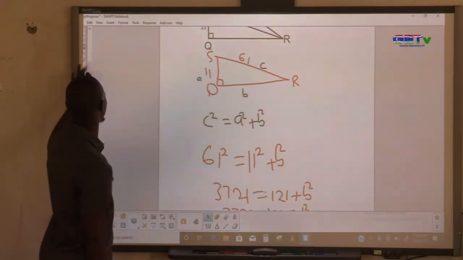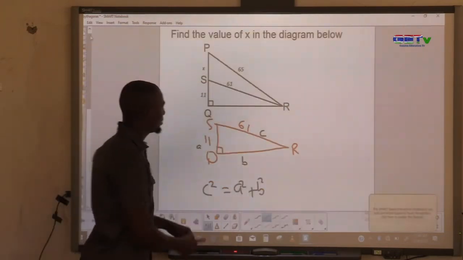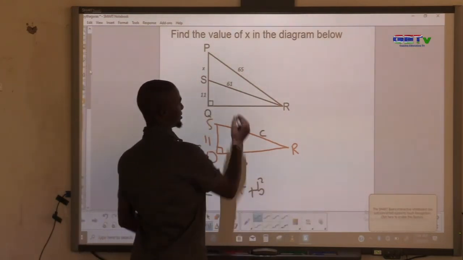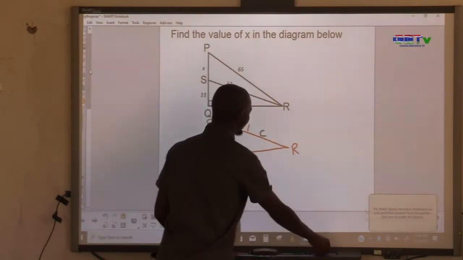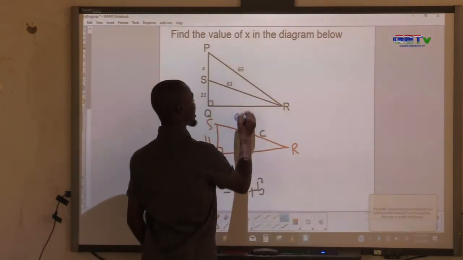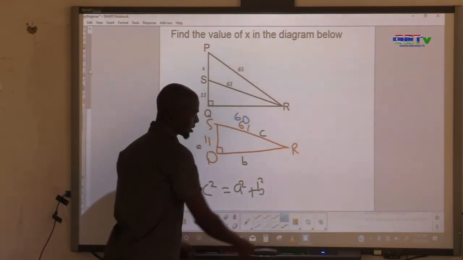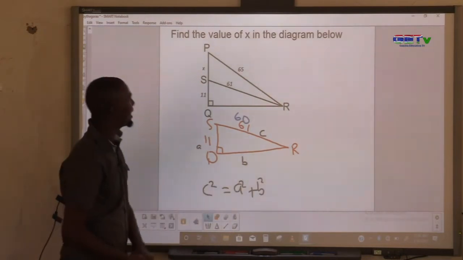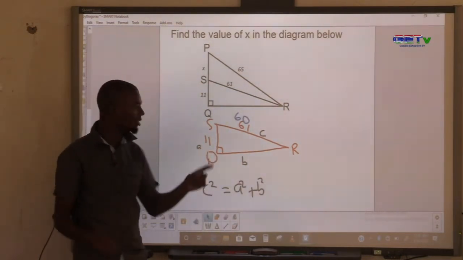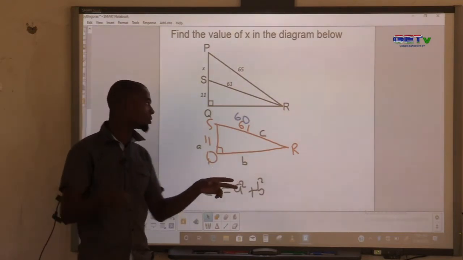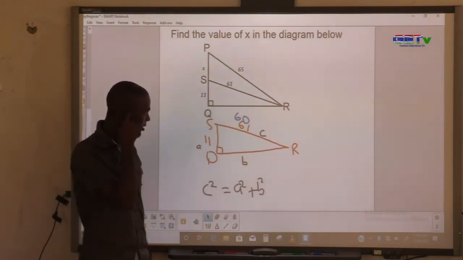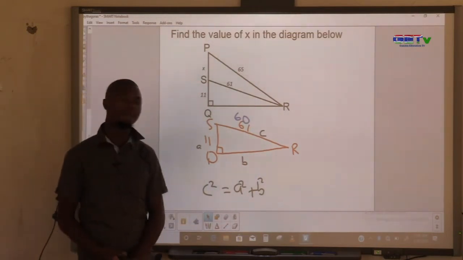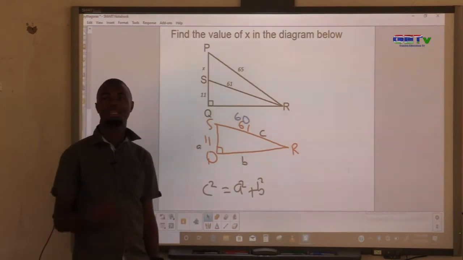Now how do you find the value of x in that? So when we solve this, we get B. Our B there is 60. That is the side QR. Now we find x. How do we find x? We use the big right angle triangle, that is triangle PQR. We will find the whole length of PQ, subtract 11 from it, that will give us x.